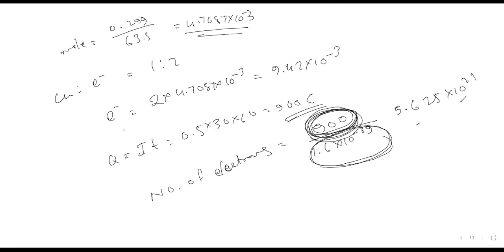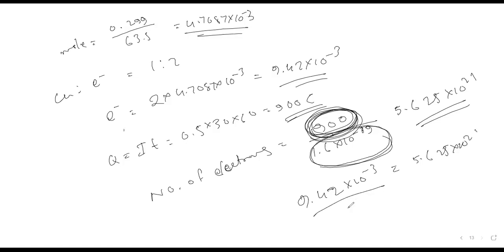This is the total number of electrons, and this is the mole of electrons. So 9.42 into 10 to the power minus 3 moles of electrons has 5.625 into 10 to the power 21 electrons. Then in 1 mole of electrons, how many electrons will we get? That's 5.625 into 10 to the power 21 divided by 9.42 into 10 to the power minus 3, to give us 5.97 into 10 to the power 23.